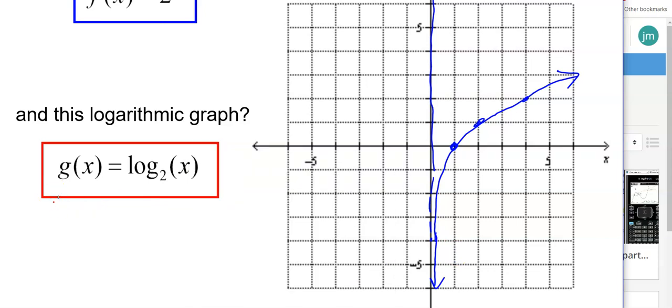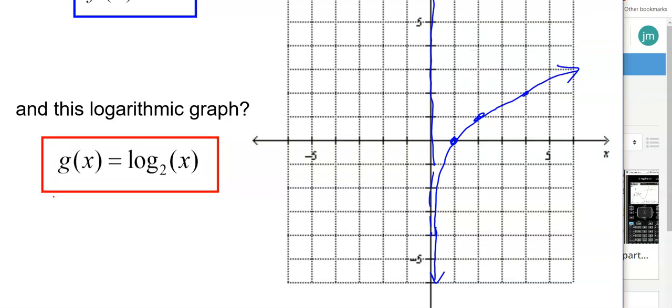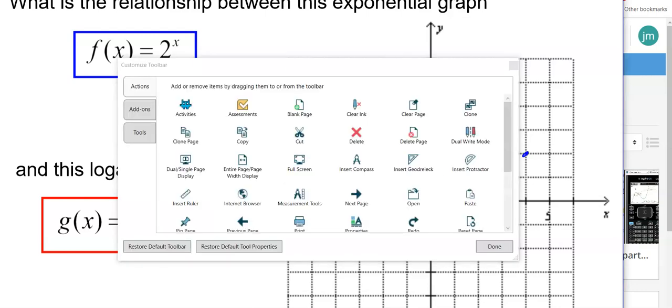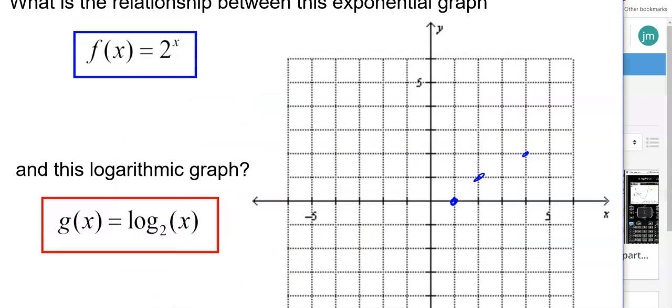This graph, oh wait, you know what? I just did the wrong one, wrong color. Let's start over here. I'm so much in a mode of doing logarithm graphs that I've got to switch mode here. So just clear out those couple points. Okay, so an exponential graph, sorry about that.